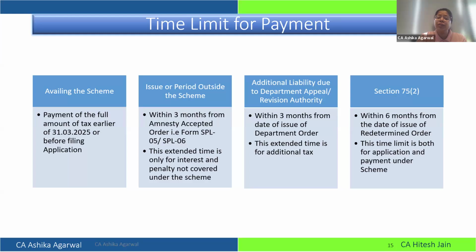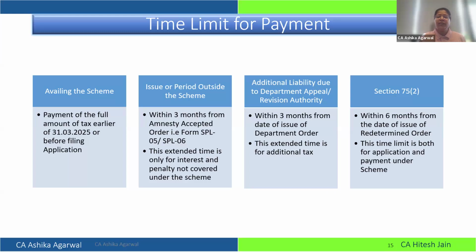This will arise only in the situation where a consolidated notice or order is there. I have to pay for all the 4 years in order to apply. Now, 2021, as it is not covered in the scheme, I am liable to pay tax, interest, and penalty, all three. So they said that while applying for the scheme, you pay the full tax amount for all 4 years. But interest and penalty for 2021, I am liable to pay once I get my amnesty approval order, that is SPL 05 or SPL 06. When I receive the order approving my amnesty scheme, only then am I liable to pay interest and penalty for 2021. For that also they have given a time limit, which is again 3 months, but this time it is 3 months from the amnesty order.